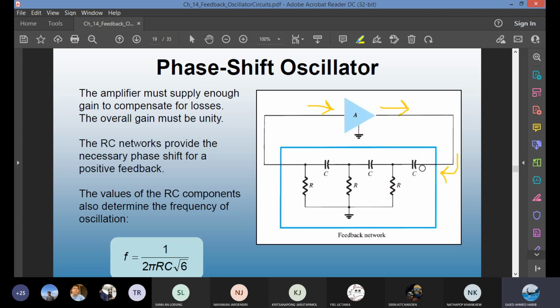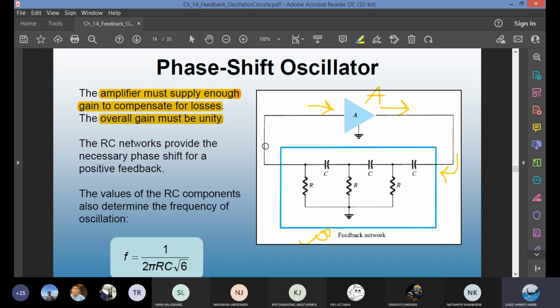Some part of your output voltage is lost through the feedback network. Therefore, the amplifier must provide enough gain to compensate for the loss. Overall gain must be unity, meaning beta A. Let me draw A. The amplifier gain is A. The feedback network gain or multiplication factor is beta. So when you pass the signal through one loop, you are having beta A. The overall gain, beta A, has to be unity gain for the oscillation to remain stable, as we discussed two slides before.